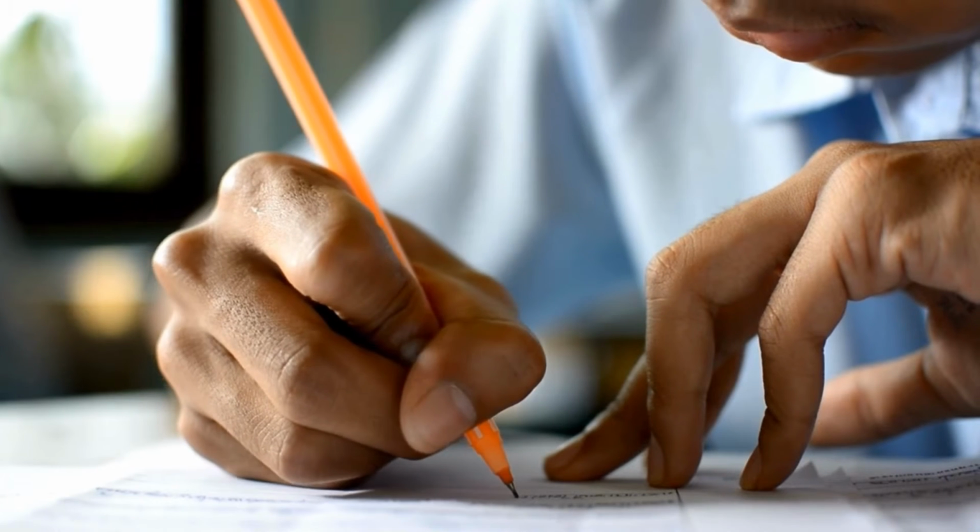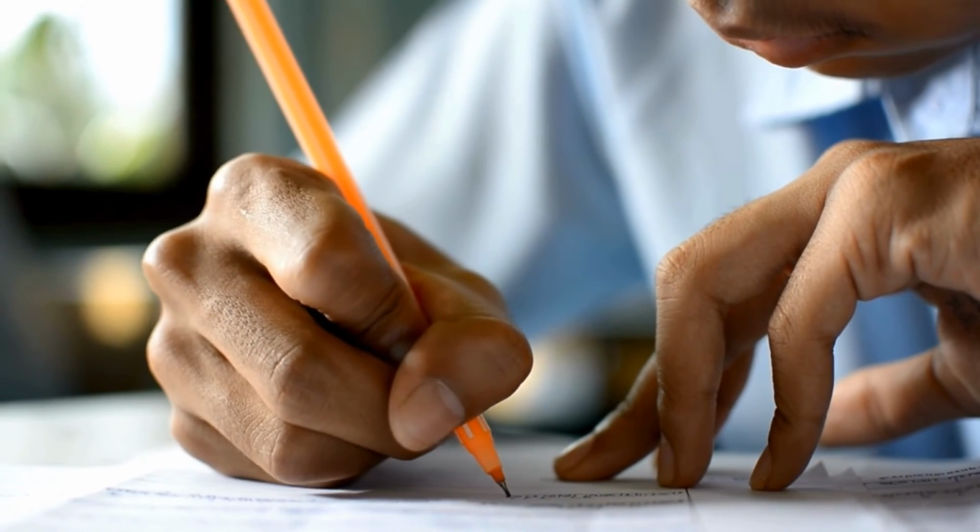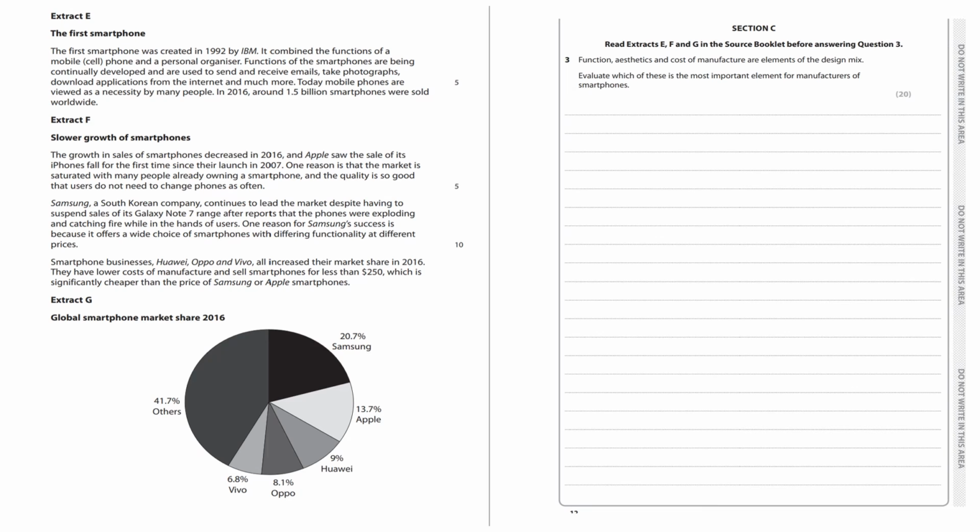Let's take a look at an exemplar question and answer. Function, aesthetics, and cost of manufacture are elements of the design mix. Evaluate which of these is the most important element for manufacturers of smartphones. 20 marks. Let's go over to the extracts.